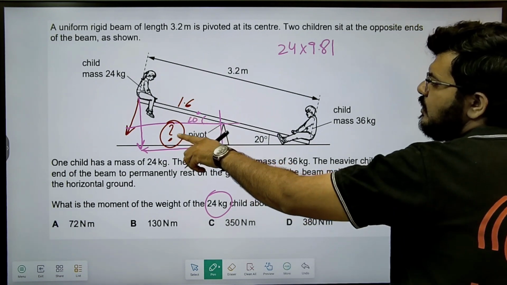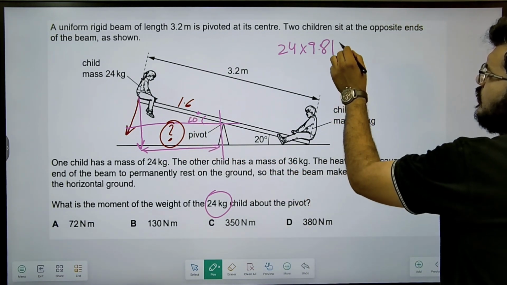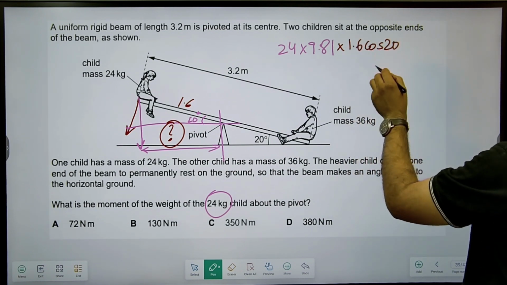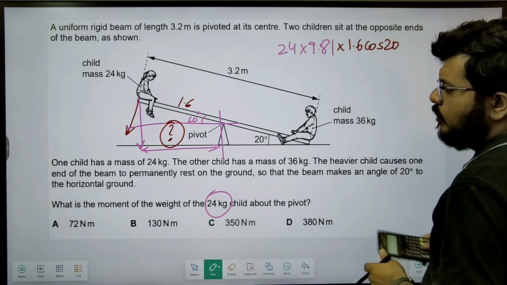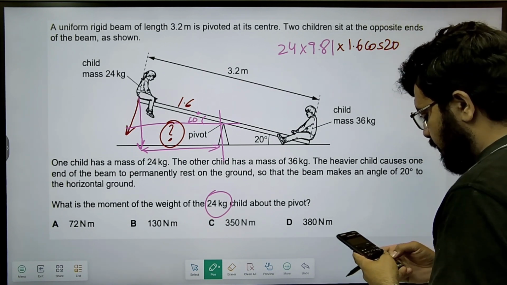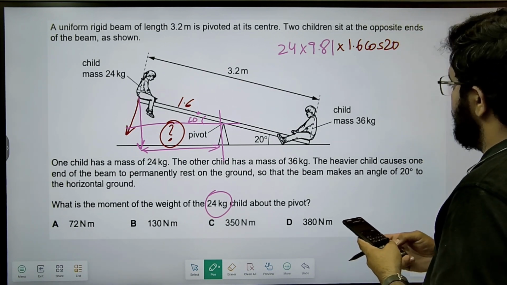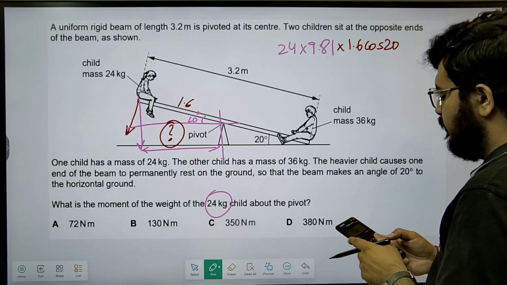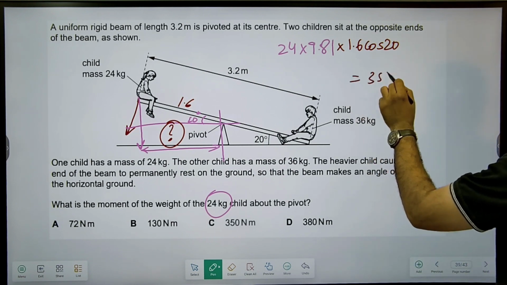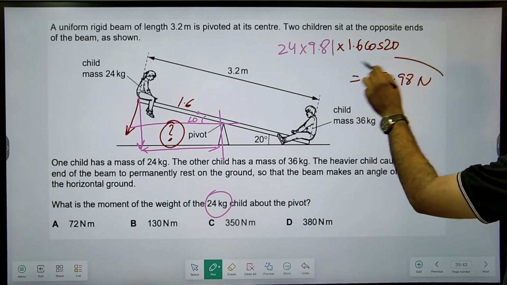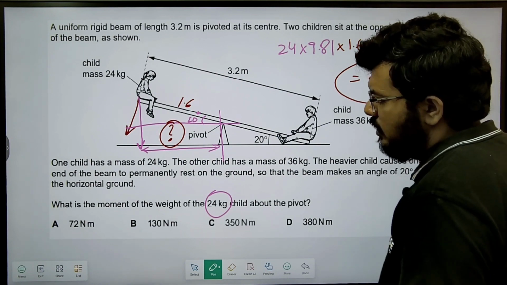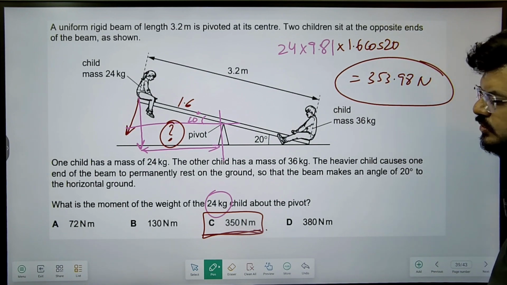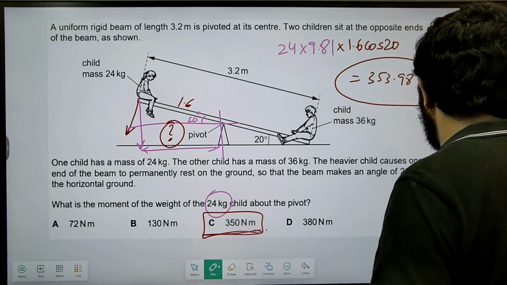That has to be the cos multiplied by 1.6 cos 20, right? So that should be the moment of the weight. 24 into 9.81 multiplied by 1.6 cos 20 gives me 353.98 Newton. So 354, no, 350 Newton meter. Okay, so that should be your round of answer for this question.